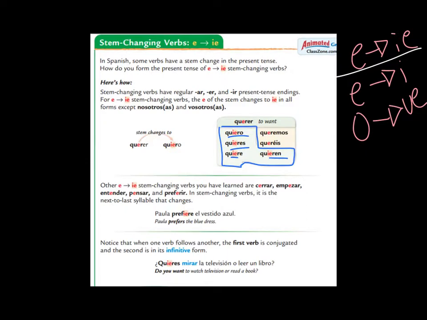Other E to IE stem changing verbs that you have learned but don't really know how to conjugate are cerrar, empezar, entender, pensar, and preferir. In stem changing verbs, it is the next to last syllable that changes. That's a big deal right there. It's the next to last syllable. Notice that when a verb follows another one, the first verb is conjugated and the second is in its infinitive form. We've talked about this previously. So let's look at how to actually conjugate a stem changing verb with E to IE.